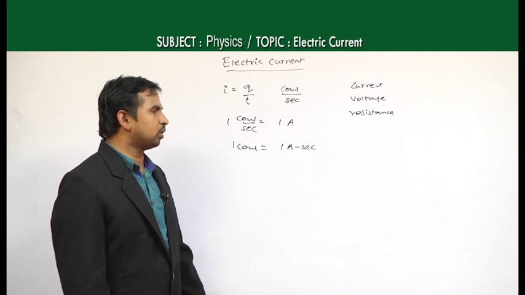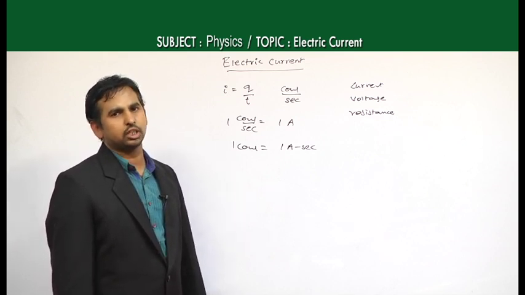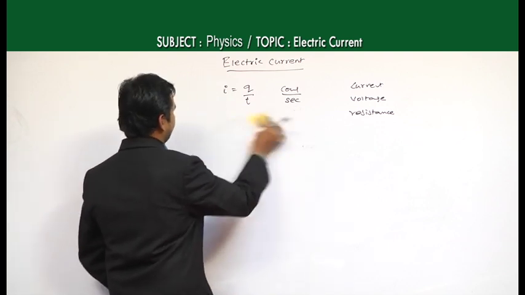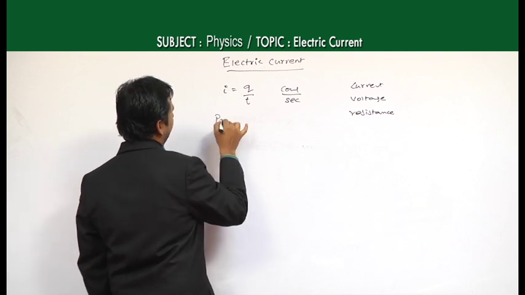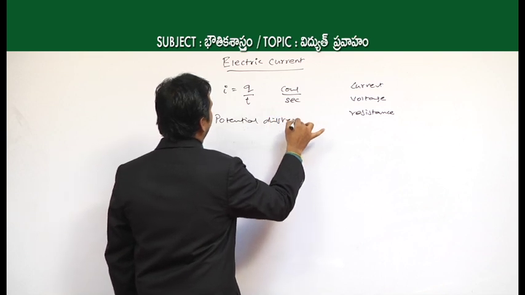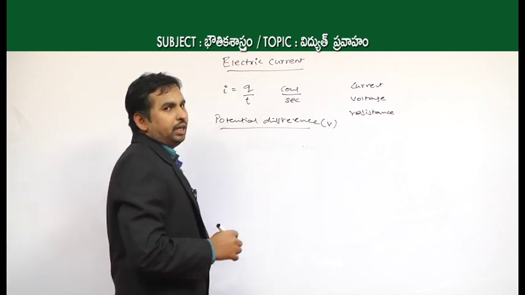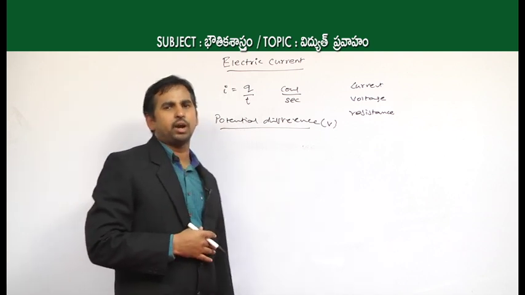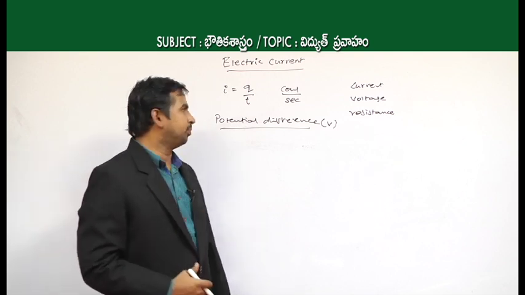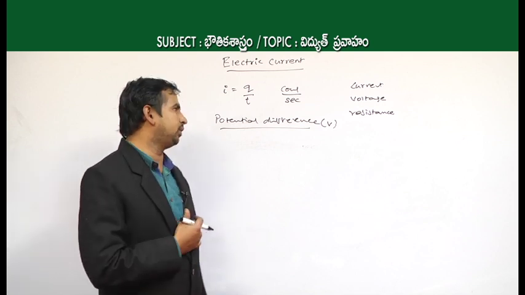Next, come to the case of voltage. The voltage is also called the potential difference. When we come to this potential difference, which is represented with V, it is nothing but the work done by the battery, the power source, or the electrical energy on the unit charge. That we call V.